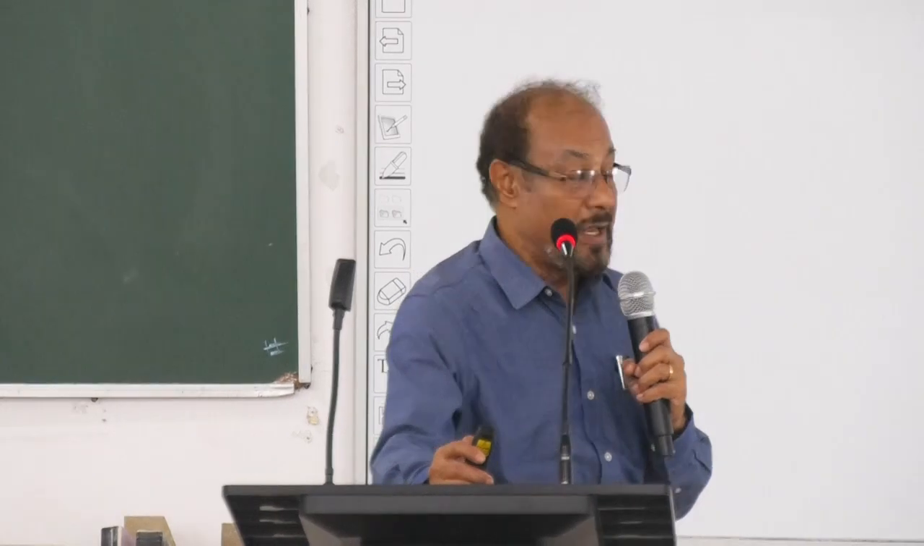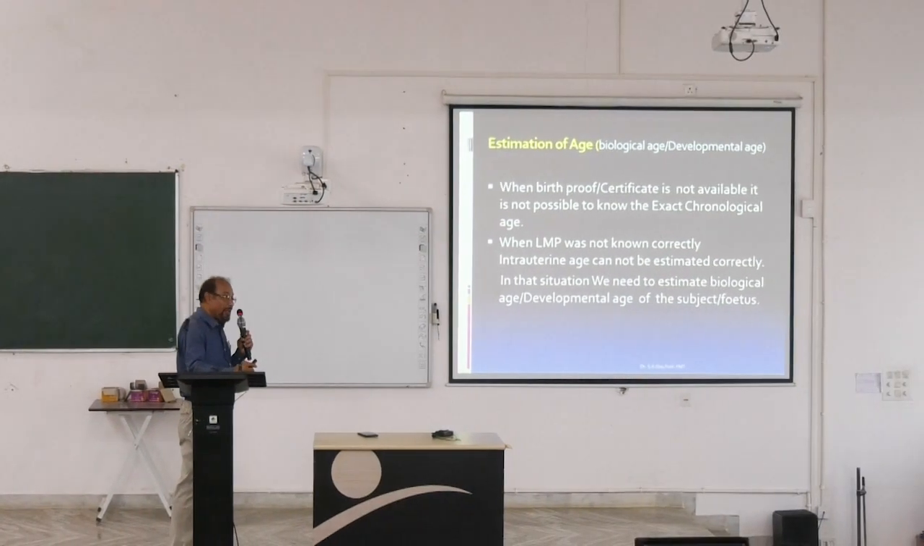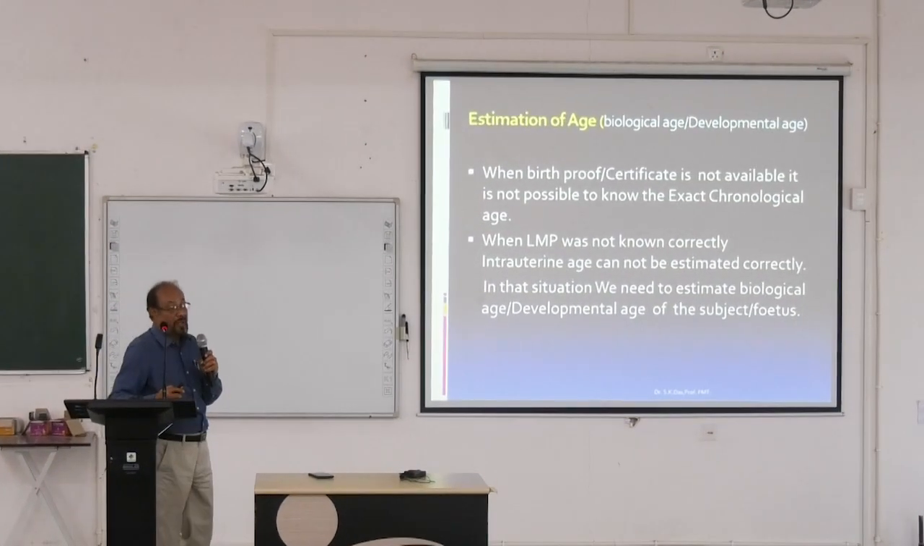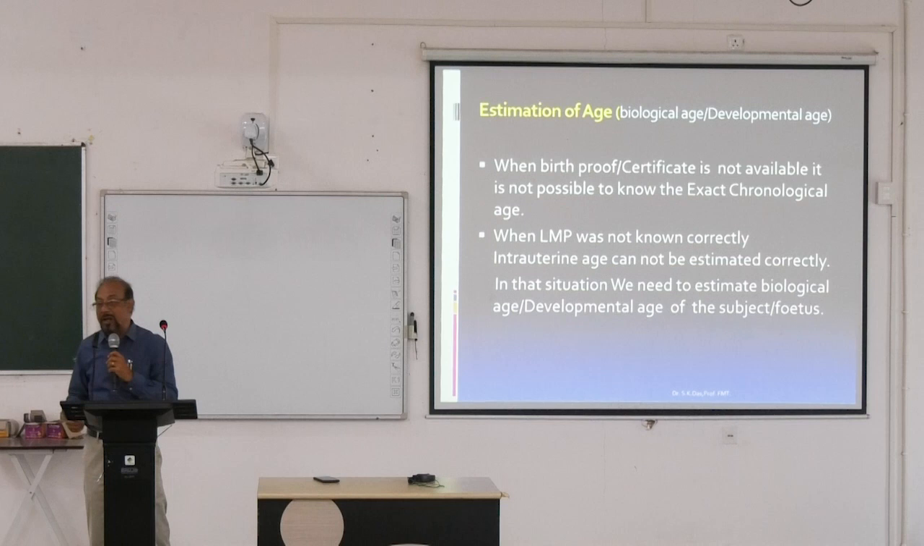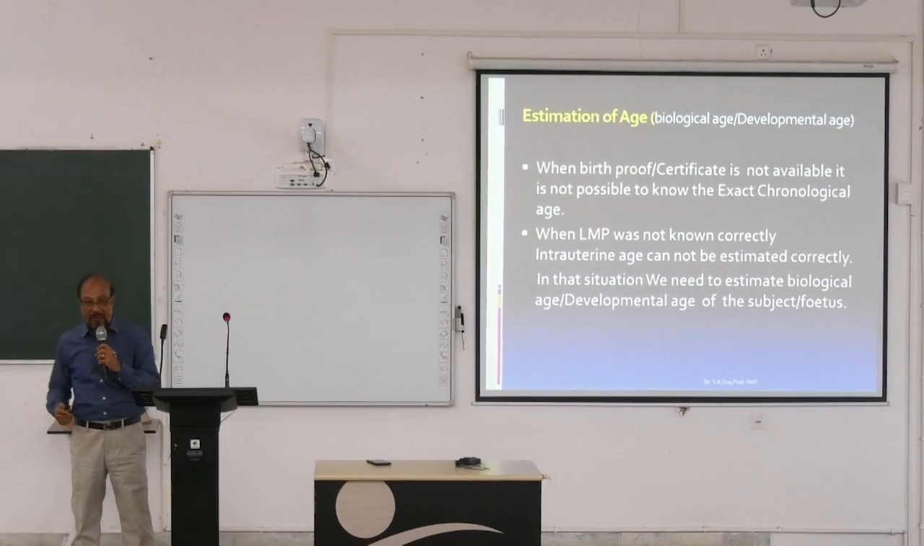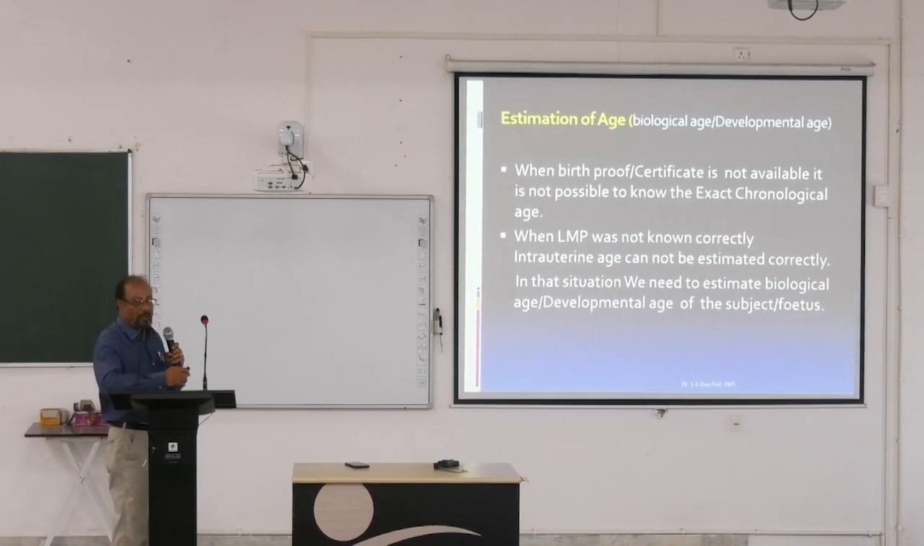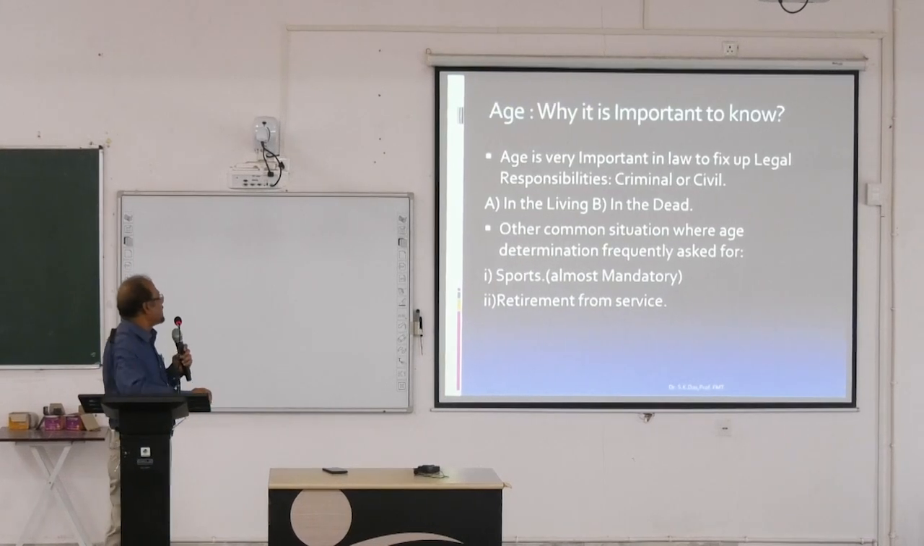But many times, for many reasons, these are forged, fabricated, or maybe missing, and that happens. That's why they make an invention. So naturally, we need to assess the biological age or developmental age when the birth certificate is not available. In other cases, there are intrauterine cases, where LMP means last menstrual period, because intrauterine age is assessed from the LMP till the date. But we are not discussing that scenario here.